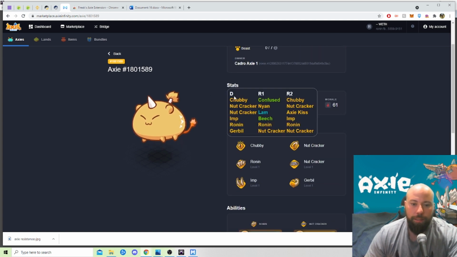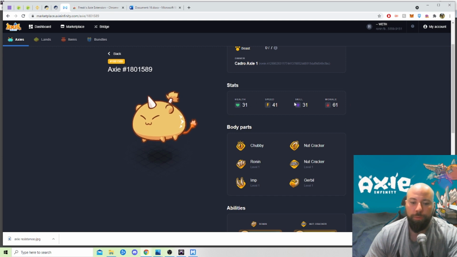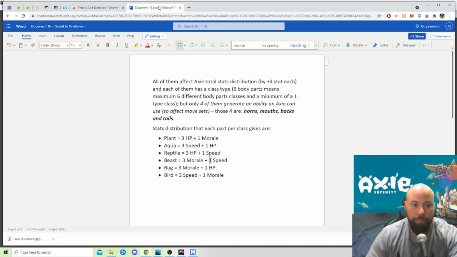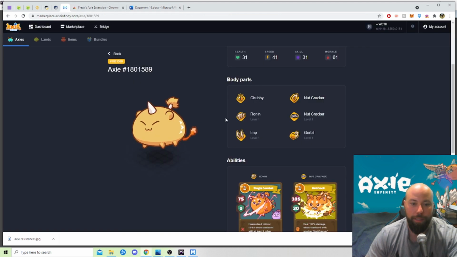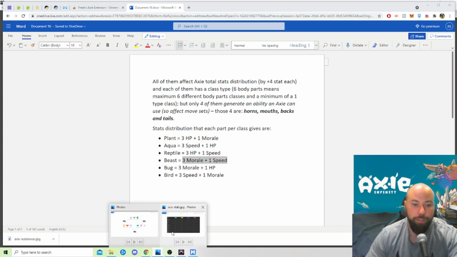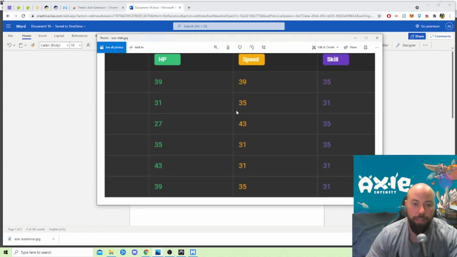So that's statistics, what they are, what they do. Body parts determine what statistic we get, based on what I've got written here. If it was a plant type, you'd get an extra 3 HP and 1 morale per plant part that you have. Again, these are our parts. We have 6 beast parts, so we get 6 extra beast points. 3 morale and 1 speed times 6 to go onto our original statistics and stat lines.